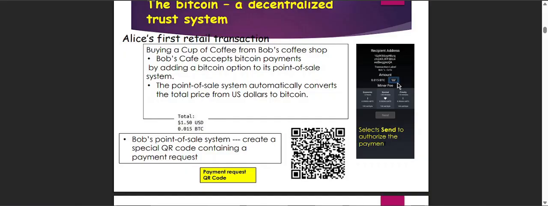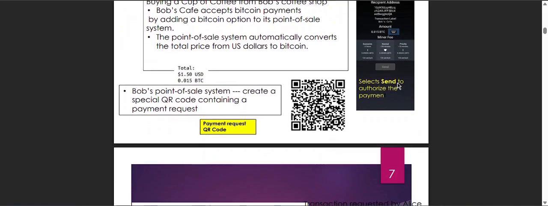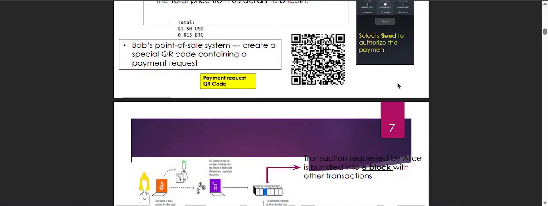So they need to spend this, and it is authenticated by the system. It will check whether the transaction is valid or not, and it will securely transfer the amount. As you can see, Bob's point of sale system creates a special QR code containing the payment request. This can be created by means of a Bitcoin transaction.